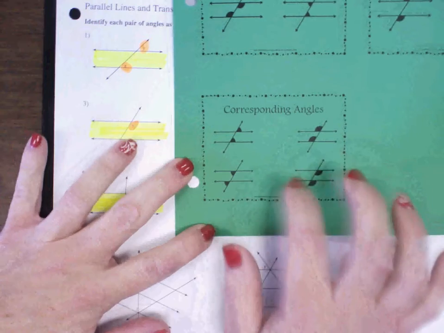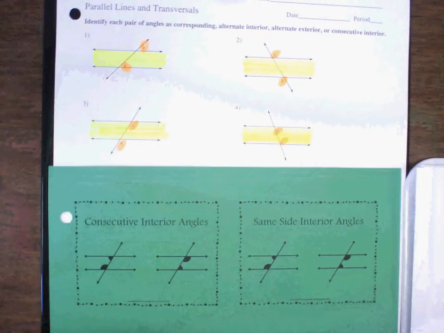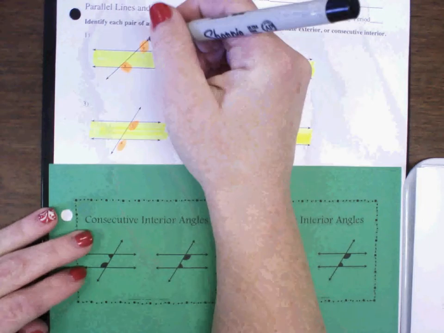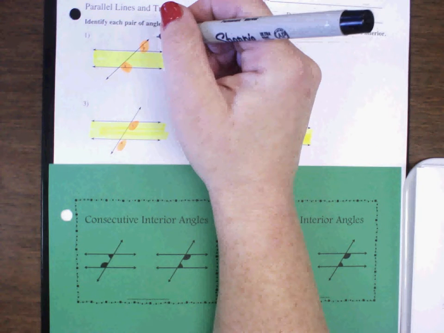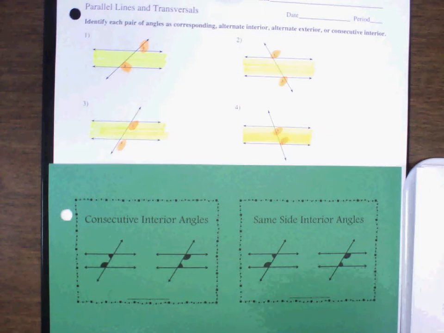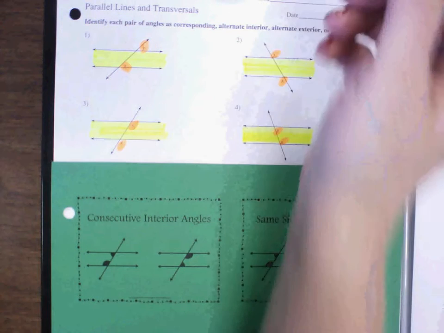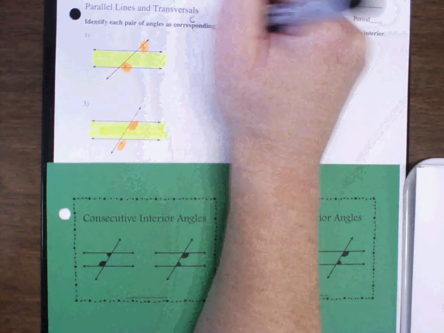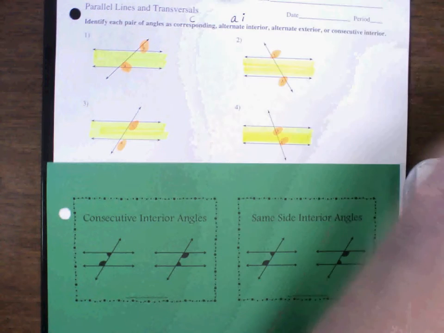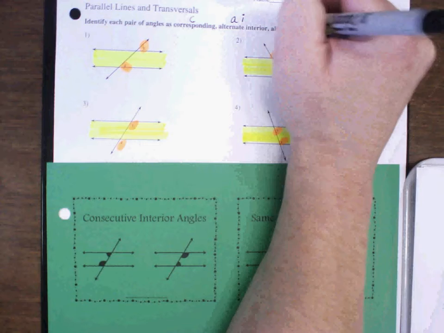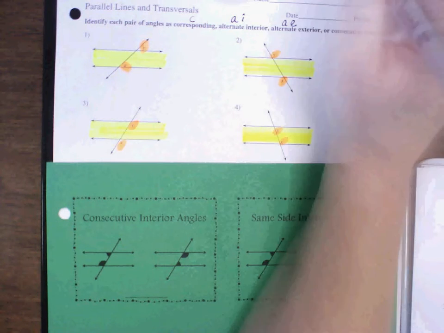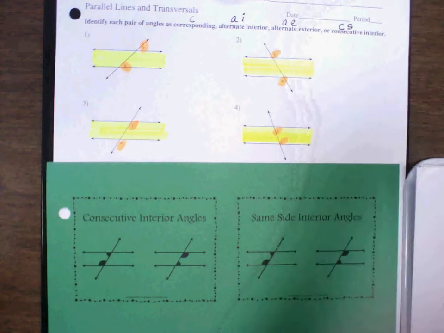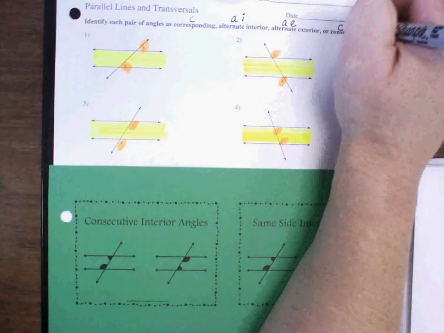Yes, we're going to put C. And then if they're consecutive interiors, we're going to put CI. Is that cool with you guys? So that we don't have to write everything? So corresponding is going to be C. Alternate interior is going to be AI. Alternate exterior is going to be AE. And consecutive interior is going to be CI. So this is corresponding. And then we don't have to write all of that. I agree.